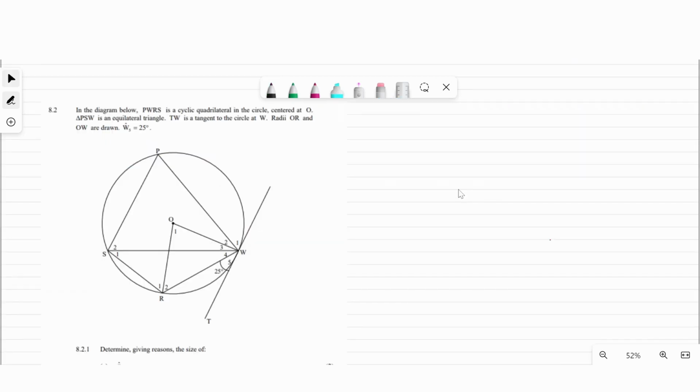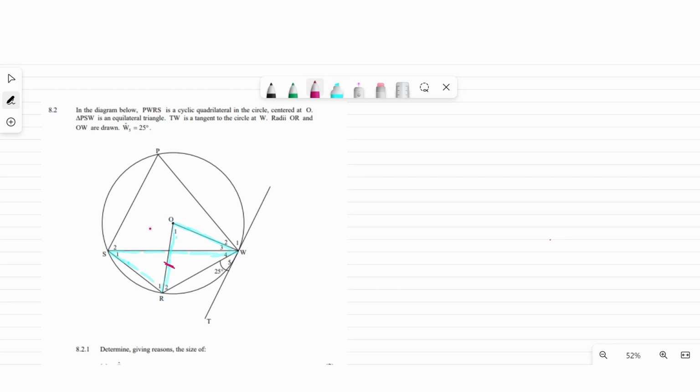Now moving to 8.2, it says in the diagram below, they tell us P, W, R, S are a cyclic quad in the circle centered O. So before we move on from the first statement, let's fill in the properties if we have a cyclic quad. What is the first one? Since this one is the center, let me just highlight it. I have angle at center twice the angle at circumference. So whatever this angle is going to be 2 times this one, that's what I see.